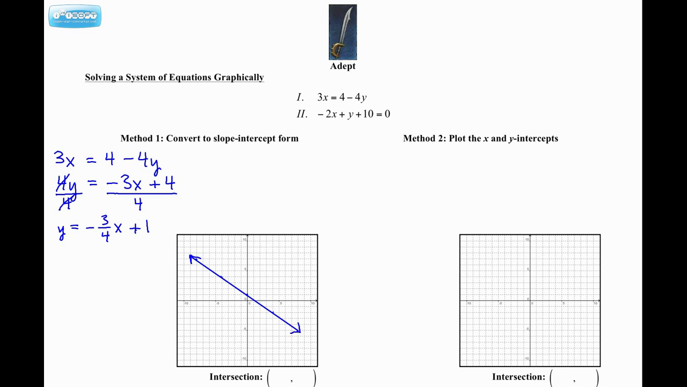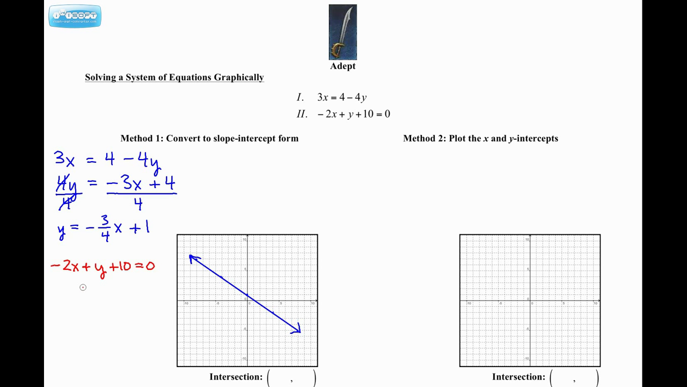Okay. All right, let's do it for the other one. This one looks kind of nasty. It actually looks like it's in general form, but technically it isn't because this x term here is negative. But I don't care about that. Let's just solve for y. So I have negative 2x plus y plus 10 equals 0.